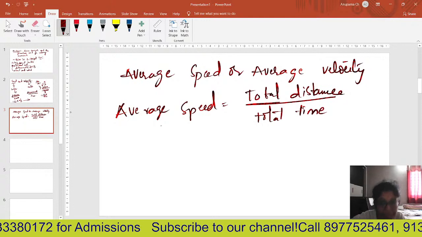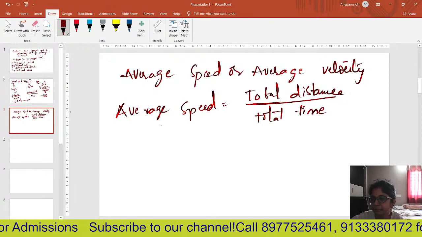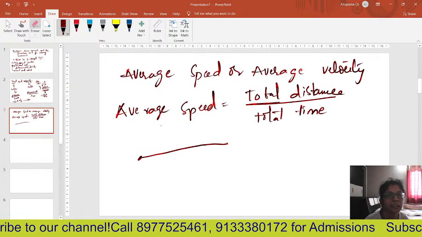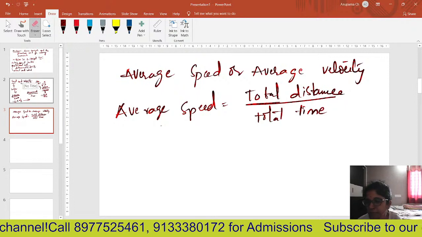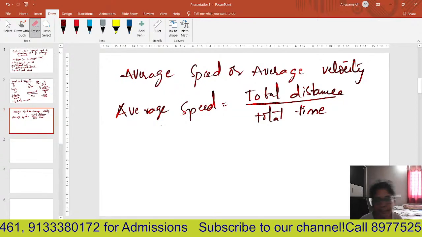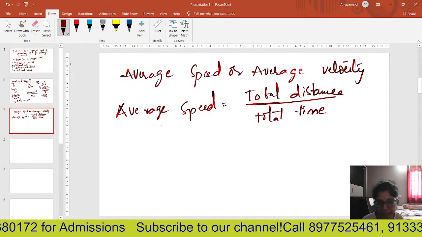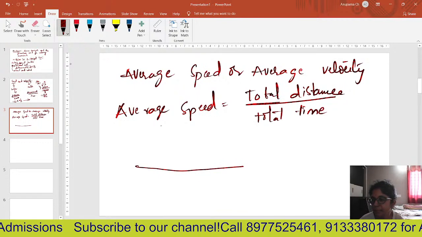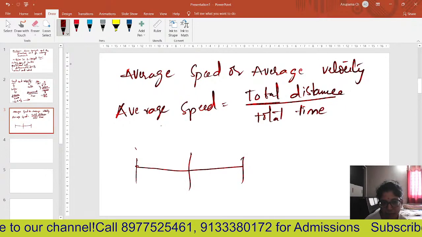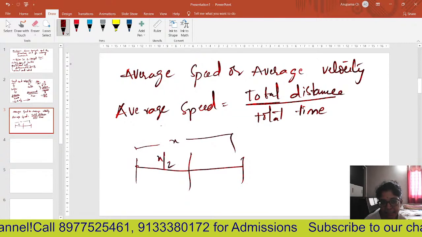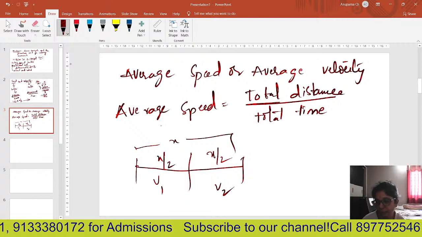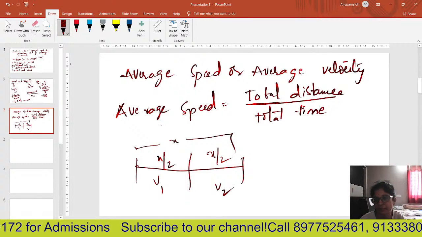Yeah, let Hasini type. Meanwhile, we'll just discuss a simple thing. Yes, total displacement by total time, right? For example, a body is moving from one place to another place, and it has started moving half of the distance. If total distance is x, in that half of the distance, it moves with v1 velocity, and in the other half of the distance, it moves with v2 velocity. Now, how do you find out average speed or average velocity for this?